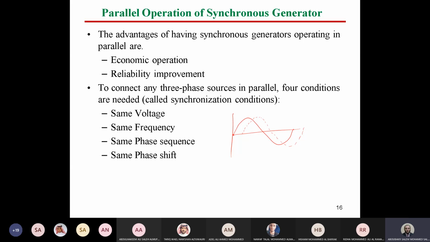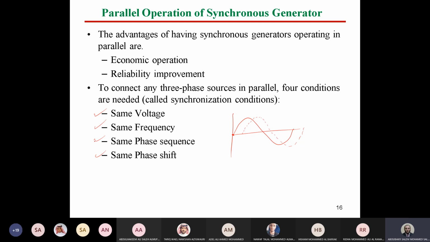This means if the two sinusoidal waves are identical, they should have the same RMS value of voltage, the same frequency, and the same phase shift. They should start from the same point. Right, guys? If we have two identical waveforms started from the same point, this will reflect the three conditions: same voltage, same frequency, same phase shift.